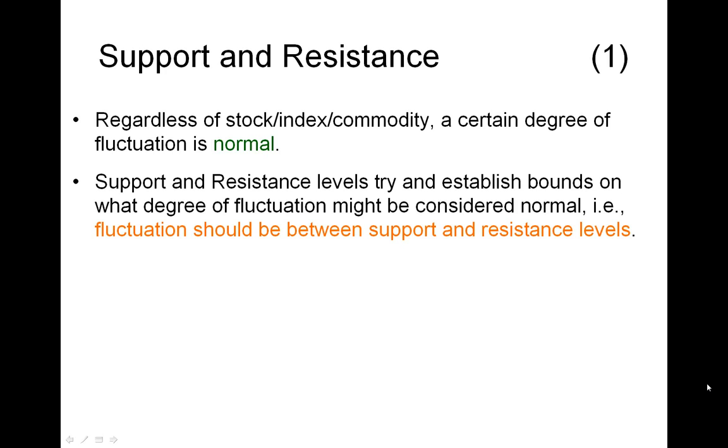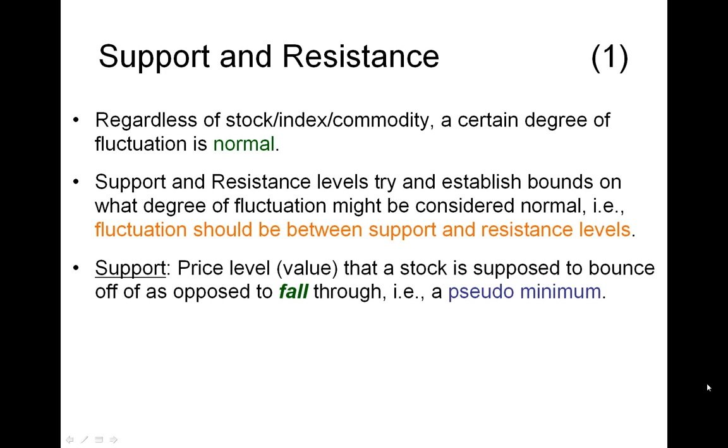Support and resistance levels try and establish bounds on what fluctuation can be considered normal. For example, if the value fluctuates by a certain percentage or a certain threshold, that's normal. However, if it goes beyond these thresholds, something strange is going on. And of course, the value can fluctuate both up and down, up in the sense that the value can rise, and down in the sense that the value can fall. And therefore, we have two different bounds on the fluctuation. And these are known as the support and resistance levels.